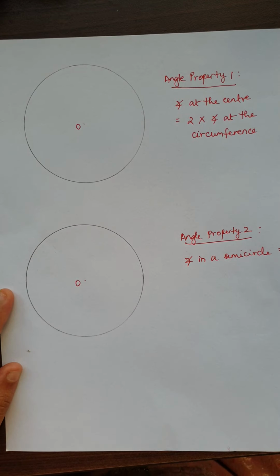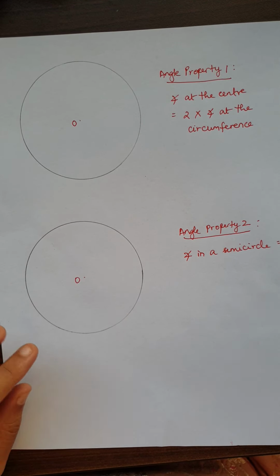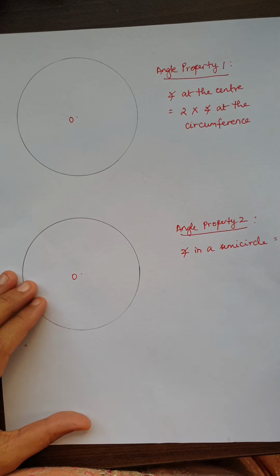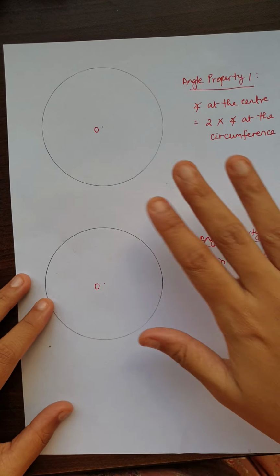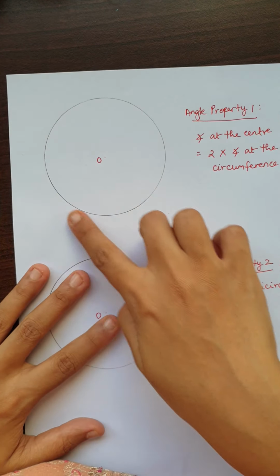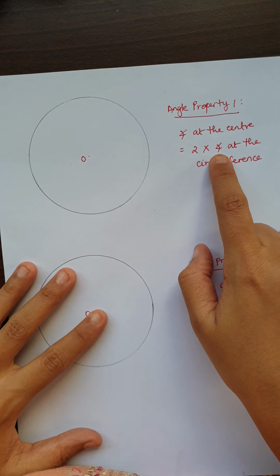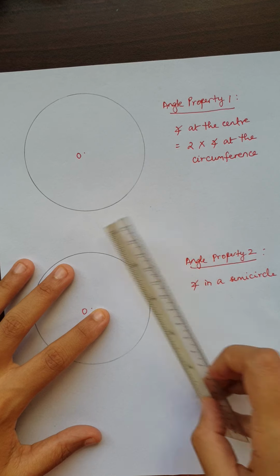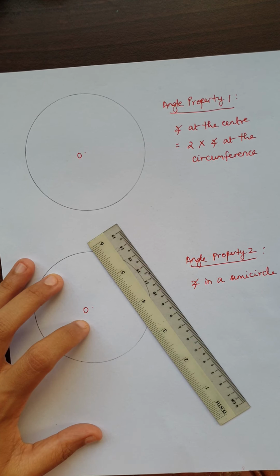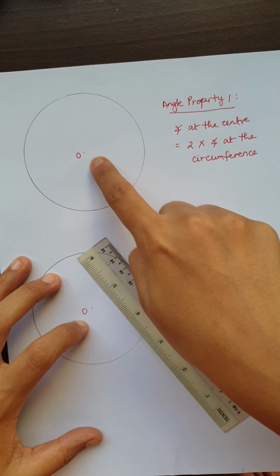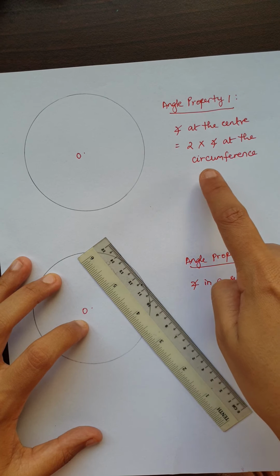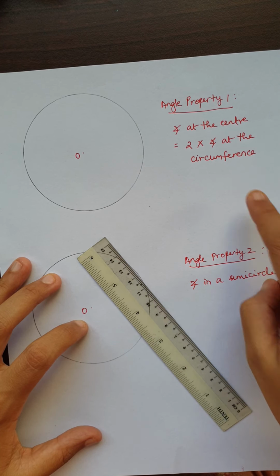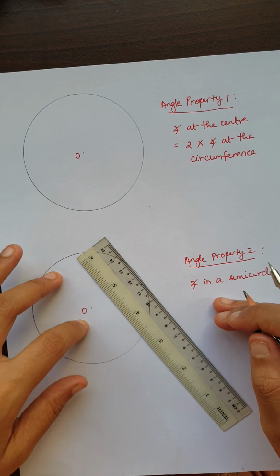Okay. Hi, welcome to today's reinforcement video about the four angle properties. So here I've drawn out for you a circle with a center. I'm going to demonstrate to you how angle property one always holds good. So the first property states that angle at the center is always two times the angle at the circumference. So let me show you how this works.